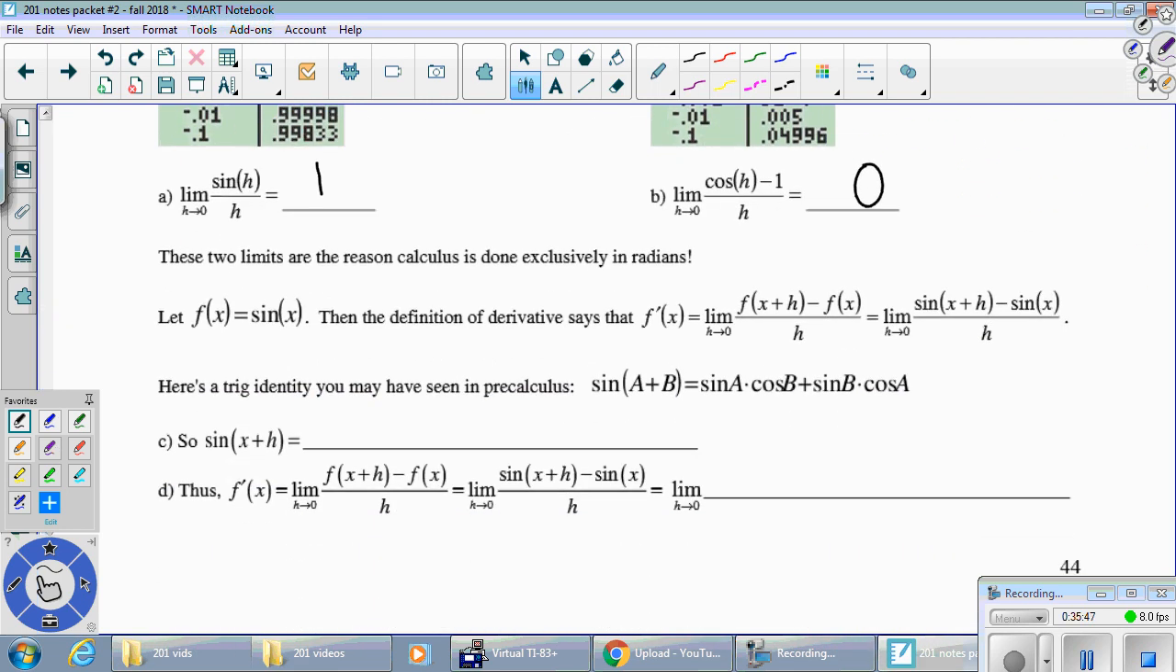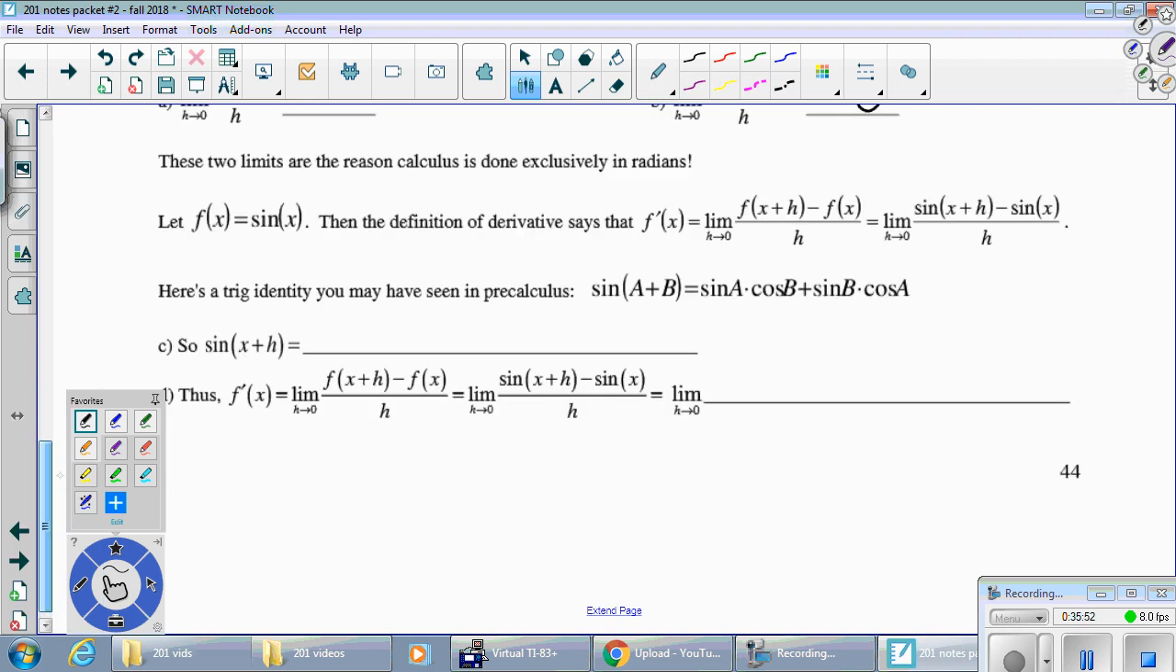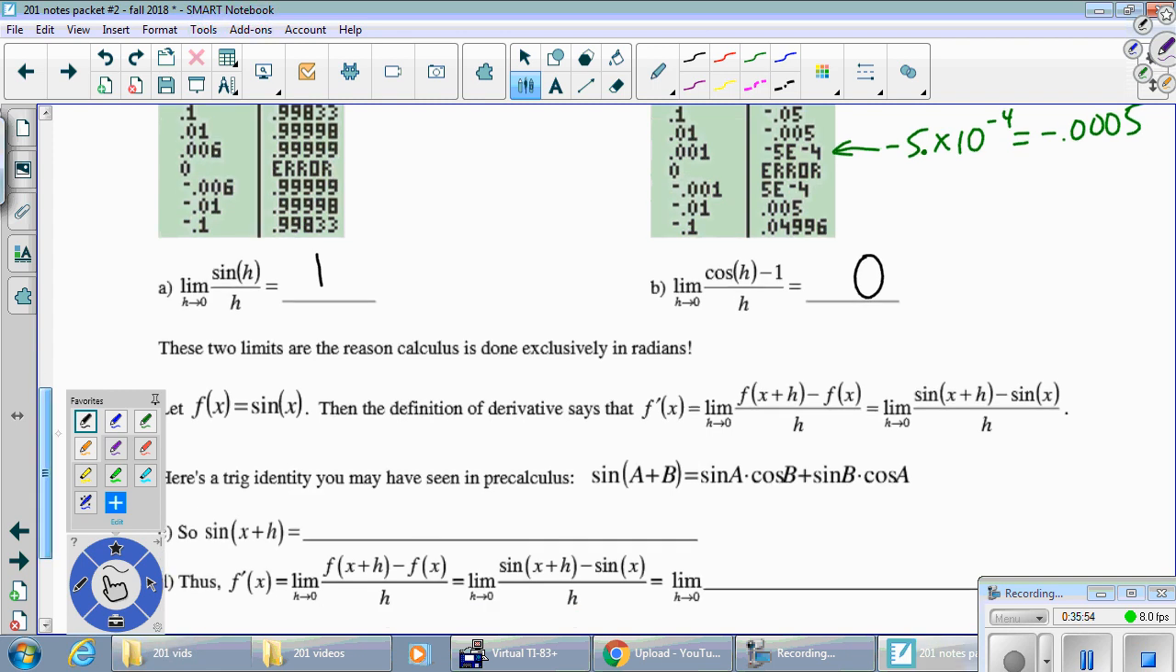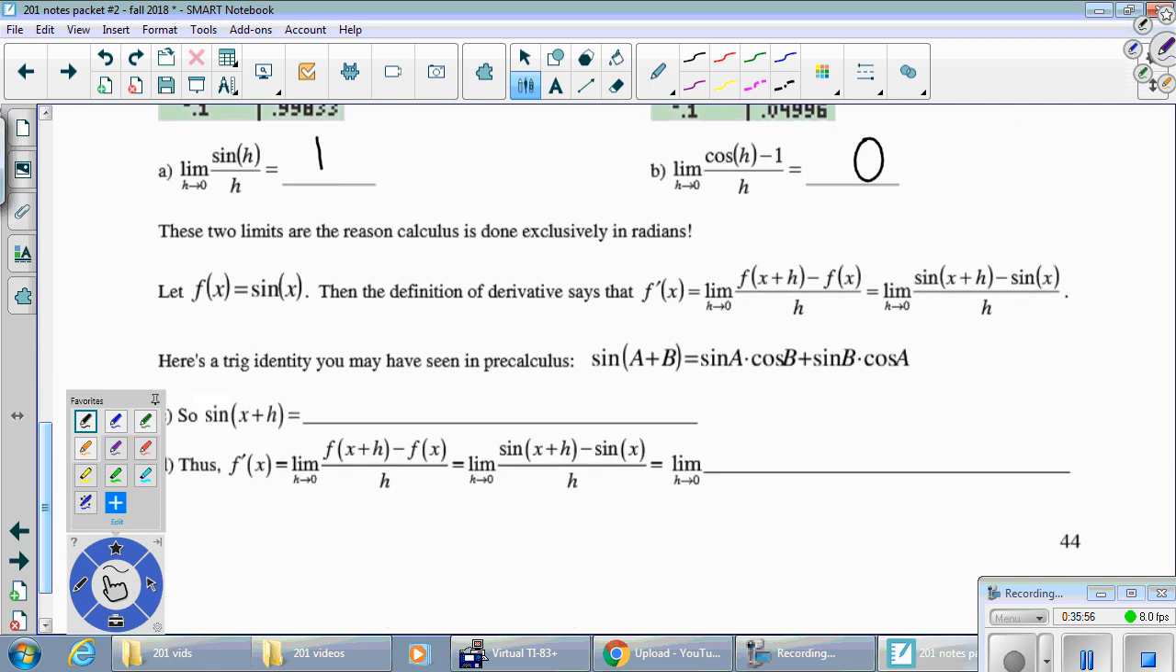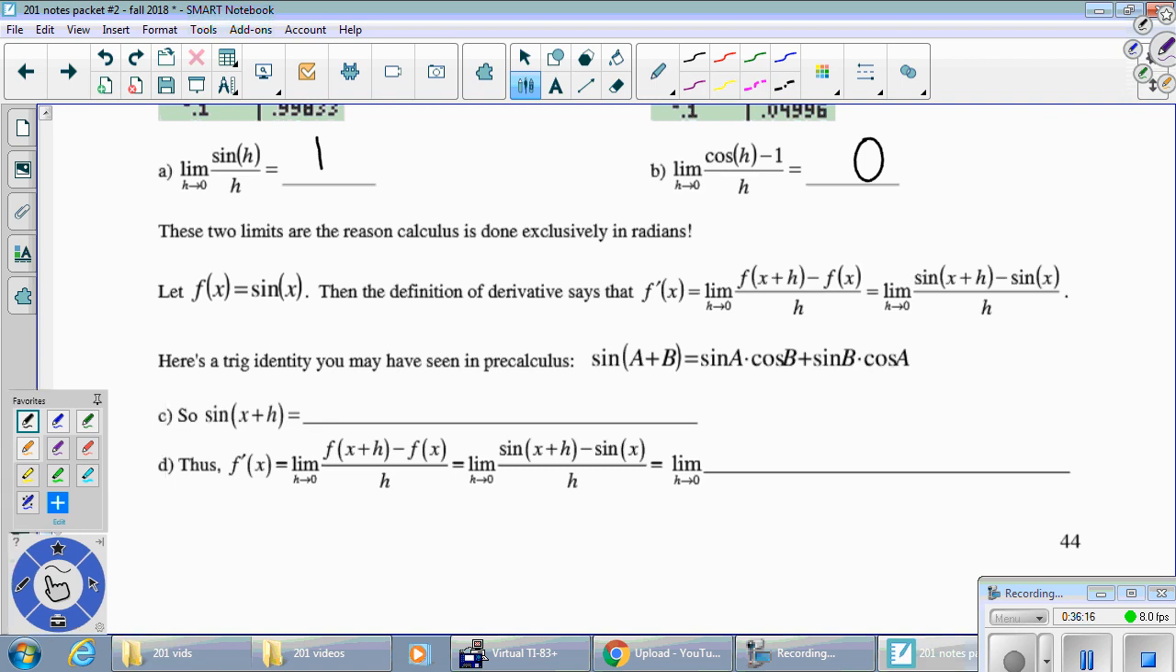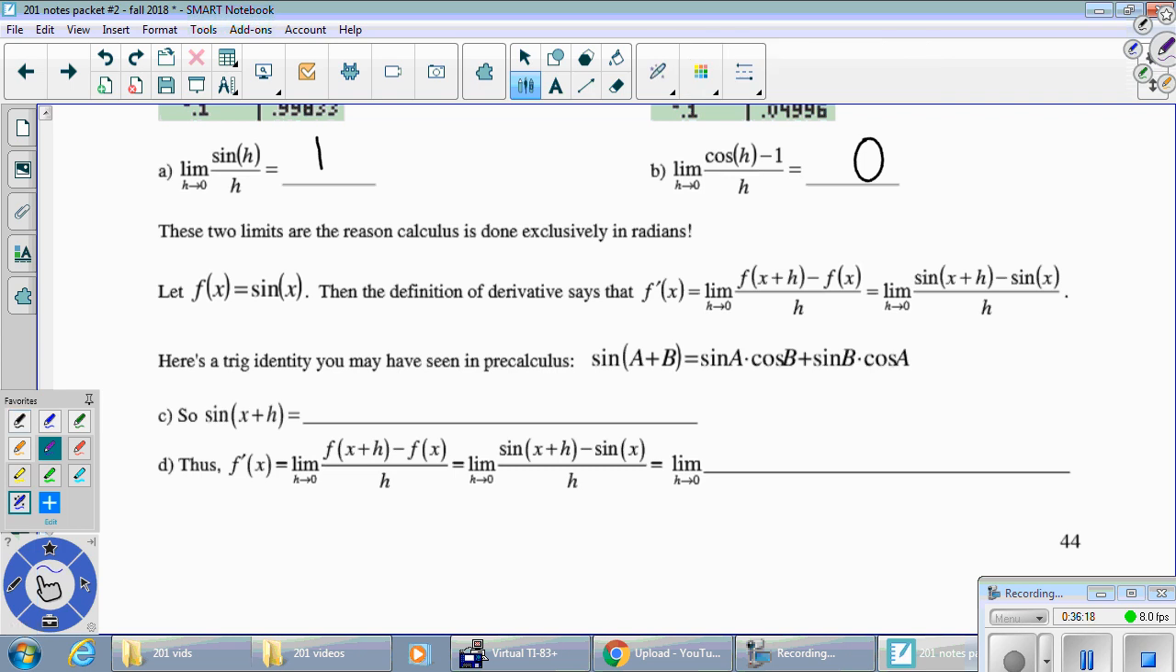Okay, these two limits are the reason calculus is done exclusively in radians. So I guess it bears mentioning here. We're trying to prove that the derivative of sine is cosine, and that is true as long as the angle x is in radians. But if the angle is in degrees, then the derivative of sine of x is not cosine of x. The derivative of sine of x is cosine of x times pi divided by 180. And I would much rather deal with cosine of x than cosine of x times pi over 180. So let's see if we can prove that the derivative of sine is cosine in radian land.